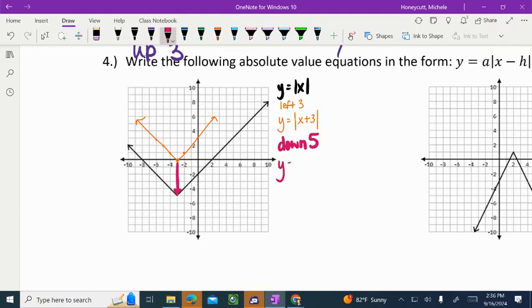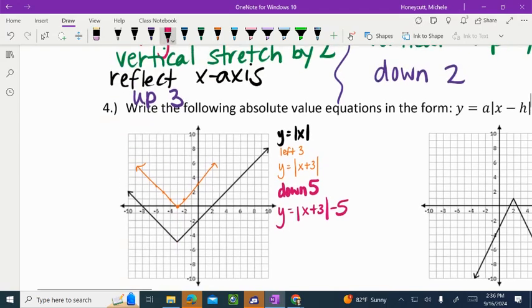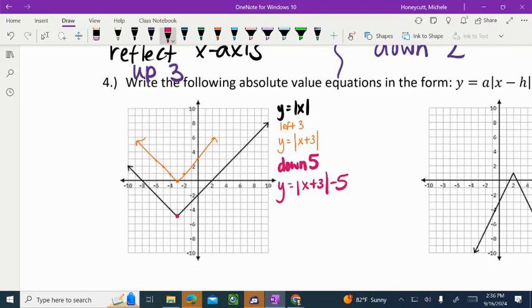So then to make that equation shift down 5, y equals absolute value of x plus 3, but then minus 5 on the outside of the grouping symbol. If I shift that whole graph down 5 units, oh look, now they match. And I'm done.